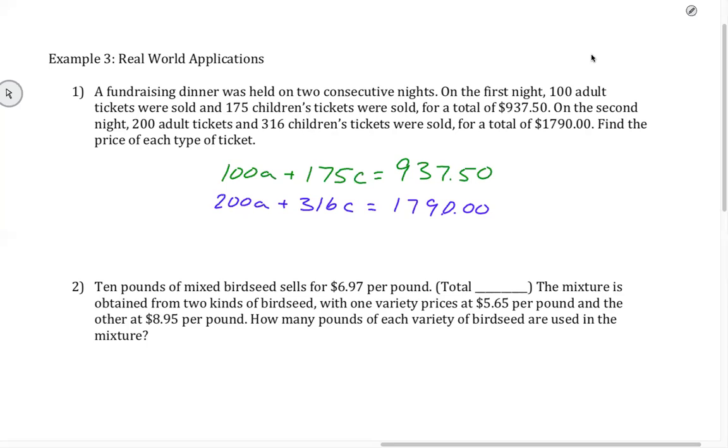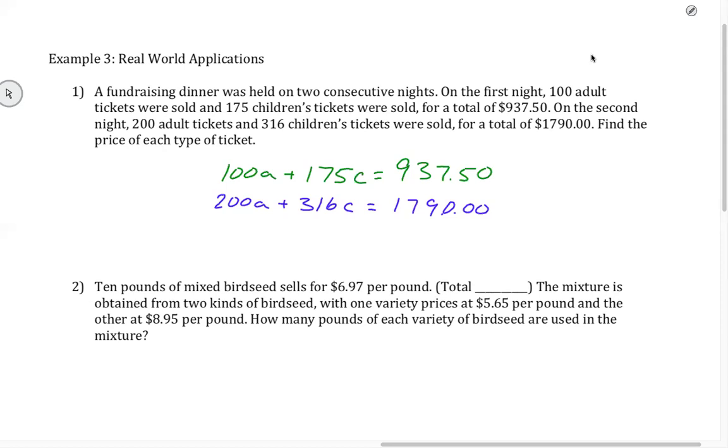Now, if one variable I could get by itself really quick, I might choose to do a substitution. The only time I do substitution is when one of the variables is completely solved for. In graphing, I only ever graph if it's in y equals mx plus b and they're really small numbers. Otherwise, I don't do it.